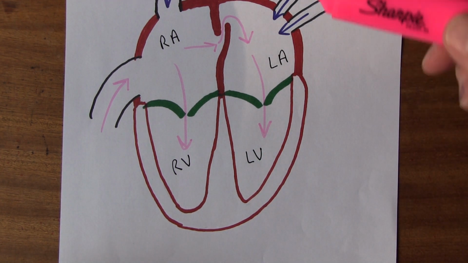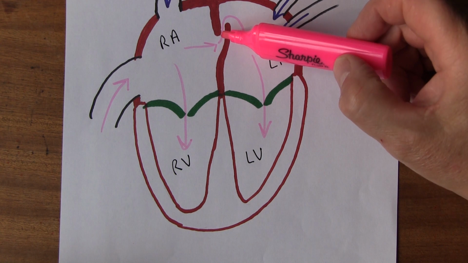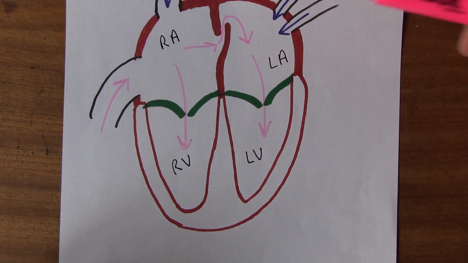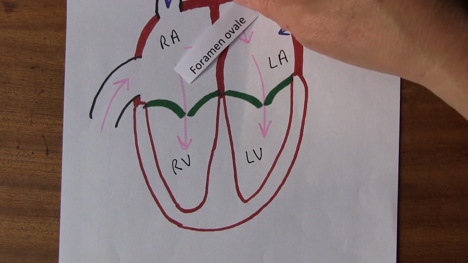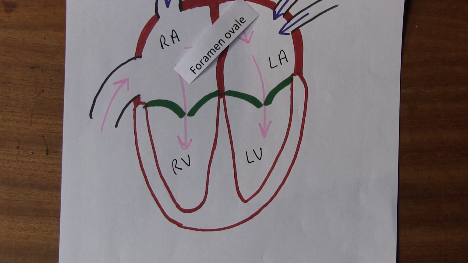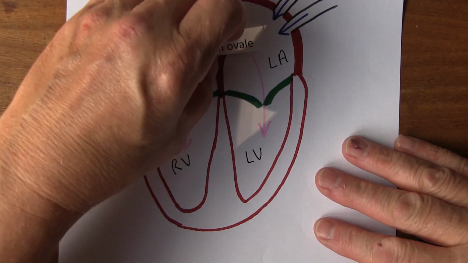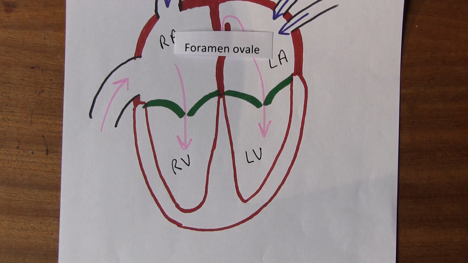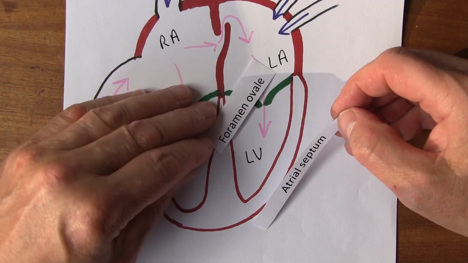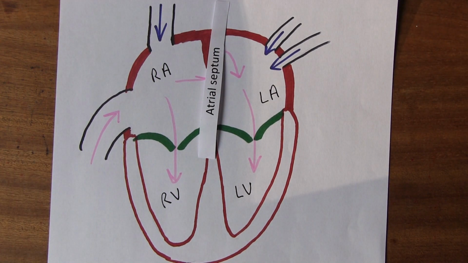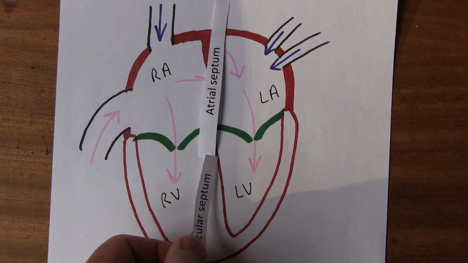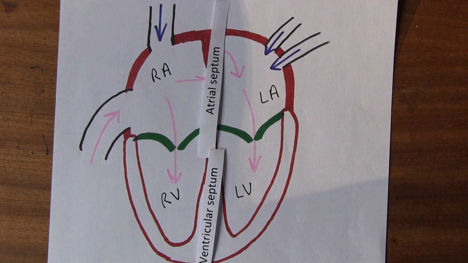And we notice that blood from the right atrium is going through this hole directly into the left atrium. And this hole, this communication, is the foramen ovale. So the foramen ovale is this communication between the fetal right atrium and the fetal left atrium. And for clarity, we notice that this is the atrial septum just here. That bit there is the atrial septum. We notice that this bit at the bottom is the ventricular septum, just there like that.